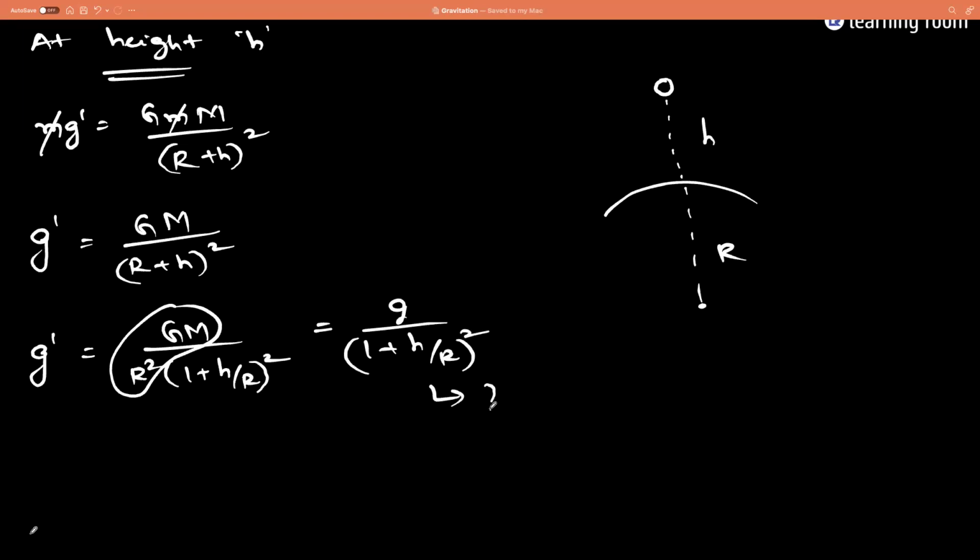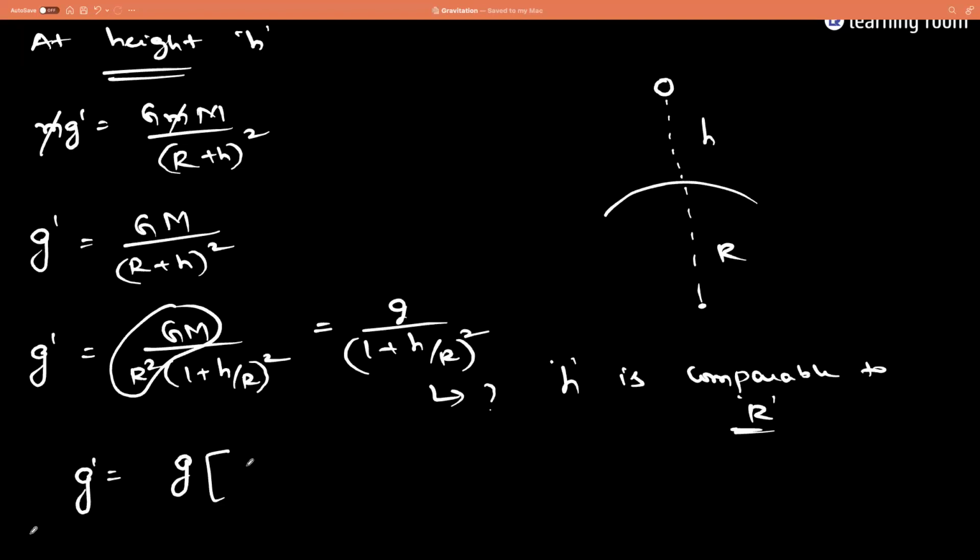And when will you use it? When will you use this equation? When the value of h is comparable to the value of R, right? So g dash will be equal to g into, can I write it as 1 plus h by R the whole power minus 2?